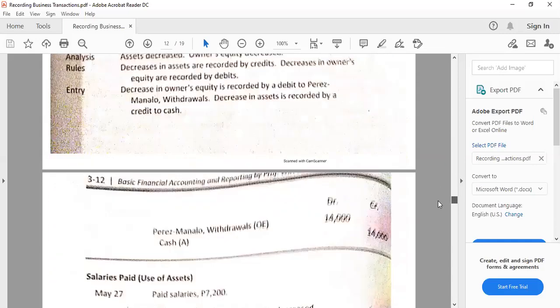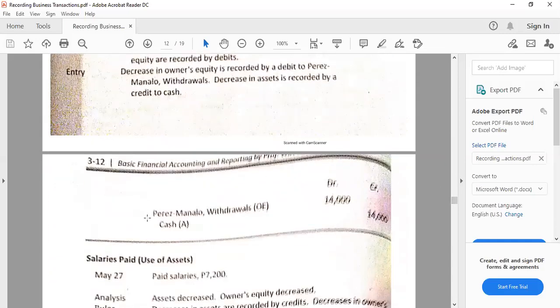So M dot Perez dash Manalo, comma withdrawals. That's also okay. Or we write the entire first name, which is quite long, which is not advisable anyhow. So Maria Concepcion Jennifer Perez dash Manalo, comma withdrawals. This is okay for as long as the last name is there. Perez dash Manalo, comma withdrawals, credit cash.